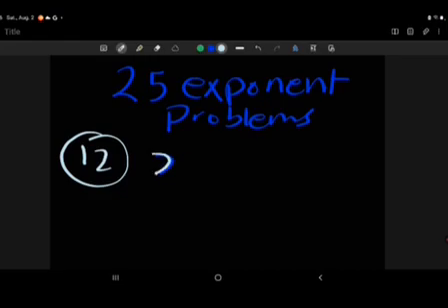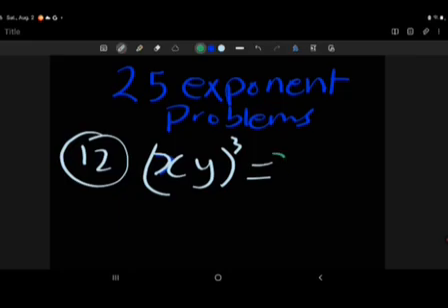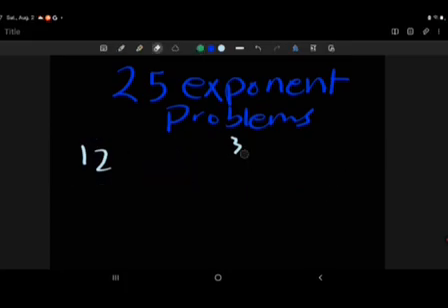Let's say, for instance, we have x y cubed. What is that going to be? So this is the same thing as saying x cubed times y cubed. That's the answer. Okay, so that's problem number 12. And then let's move on to some other problems.